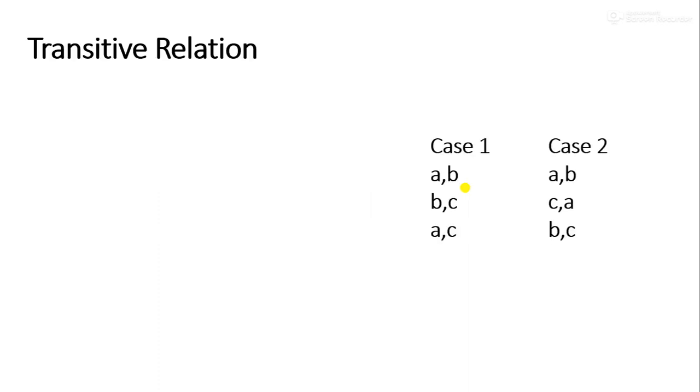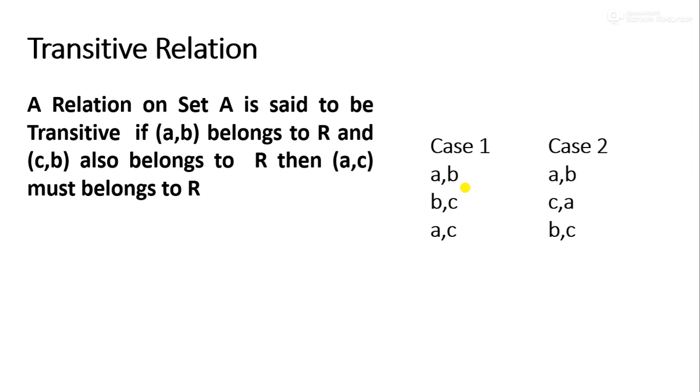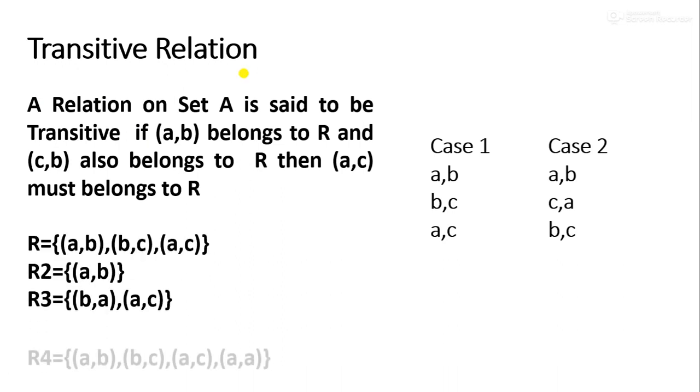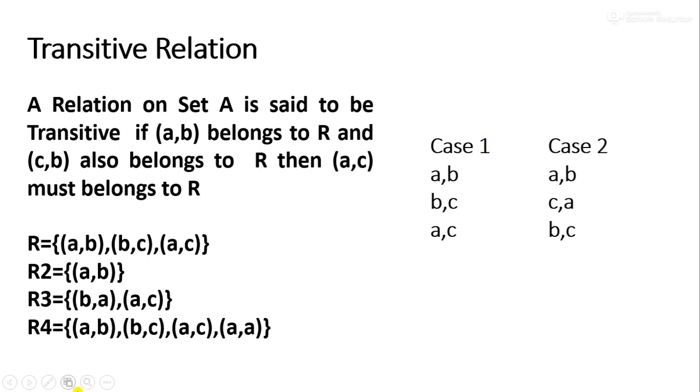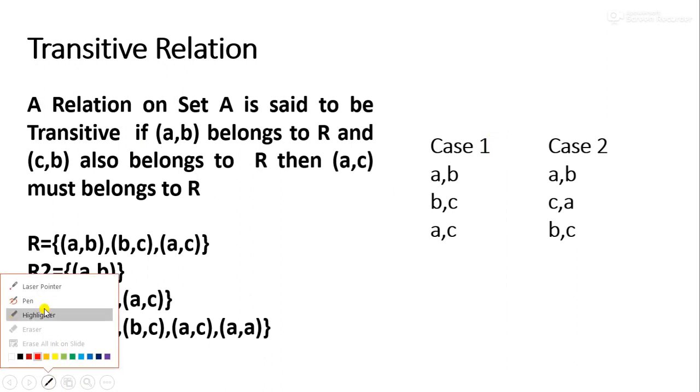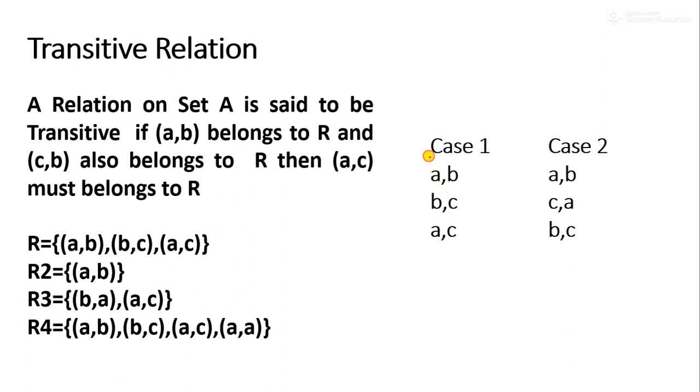In our previous video we discussed transitivity, and a relation is said to be transitive if AB belongs to R and BC also belongs to R, then AC must belong to R. If you haven't watched my previous video on the transitive relation, you can watch it from my playlist. We saw that we need to check transitivity in two cases. These are the two cases, case 1 and case 2.